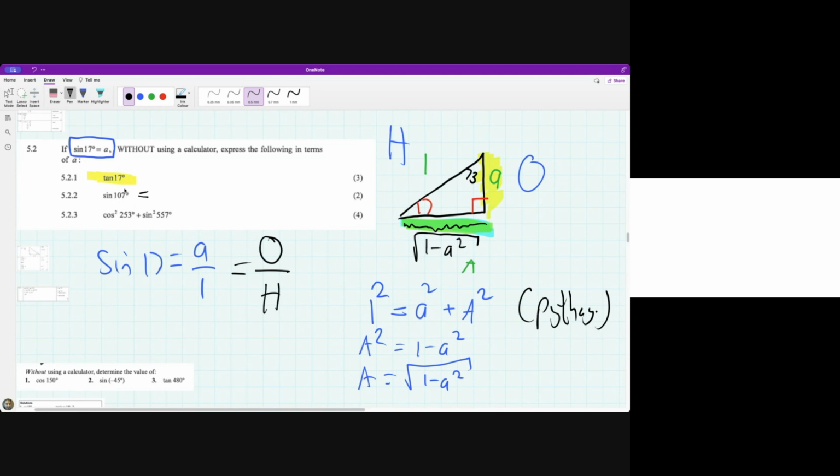Who can help me? What do I need to do to sine 107? Please, can someone in the class help me out? Share your knowledge. Wasile, Ganlon, Tandiwe, do you have any ideas? There's two ways we could do it. I'm curious to know which way you guys would choose.